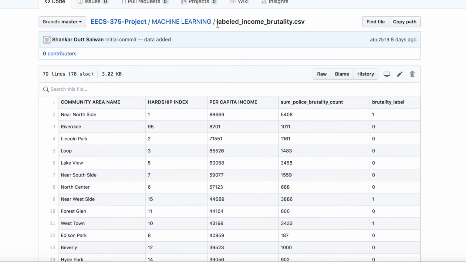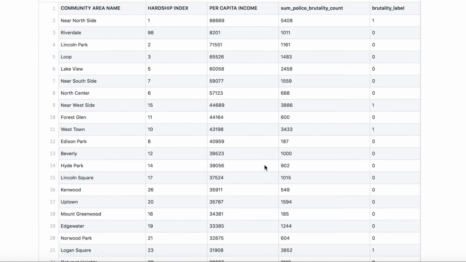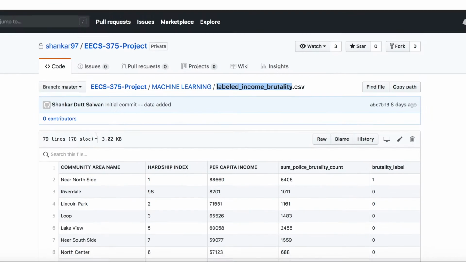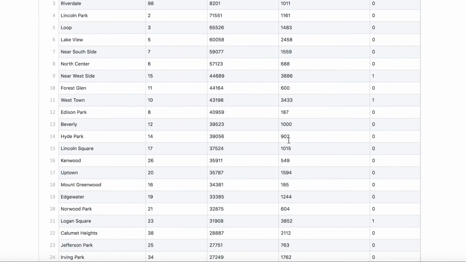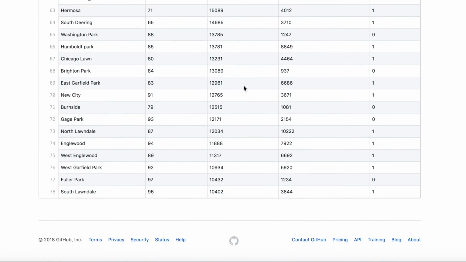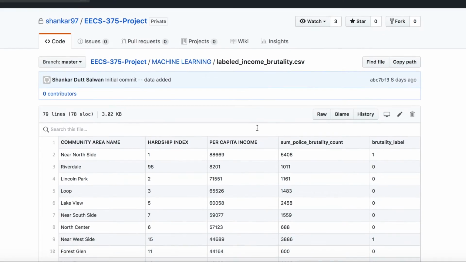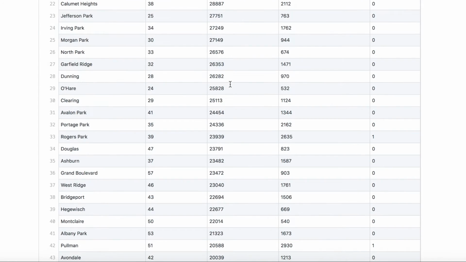So here we've tied together the income and brutality for certain areas. So here we have different parts of Chicago and then their incomes and their brutality counts. Now, combining these tables is super helpful because we were then able to take these combined condensed tables and create predictive models with them.